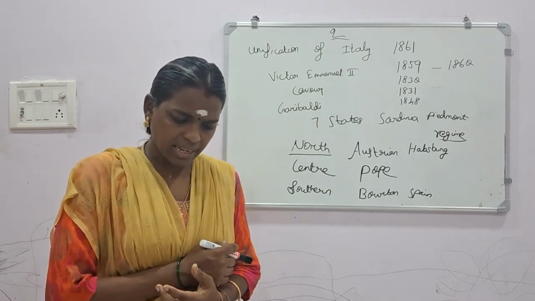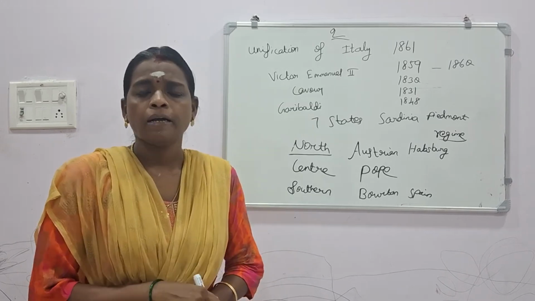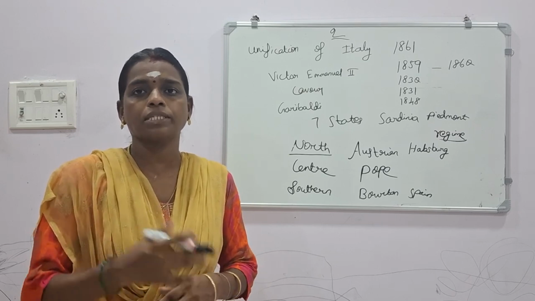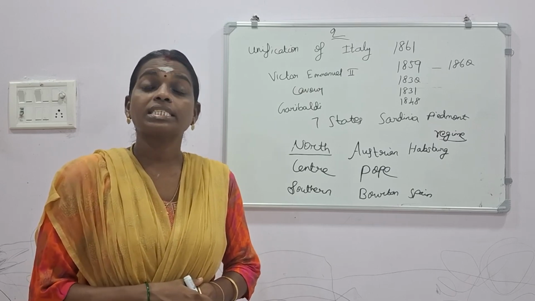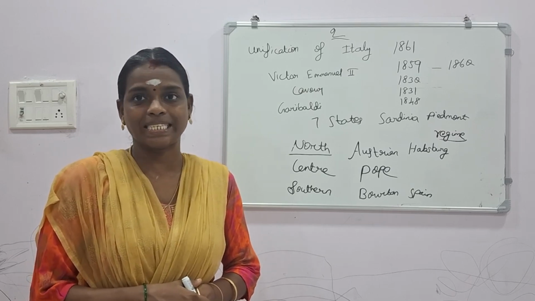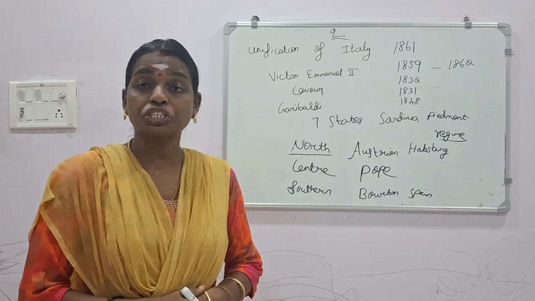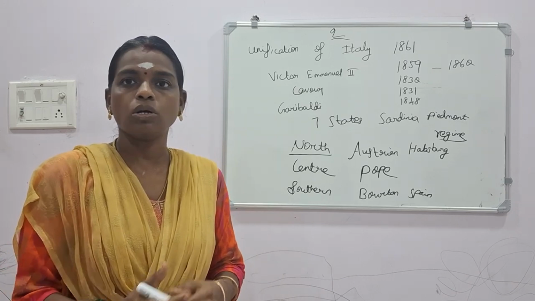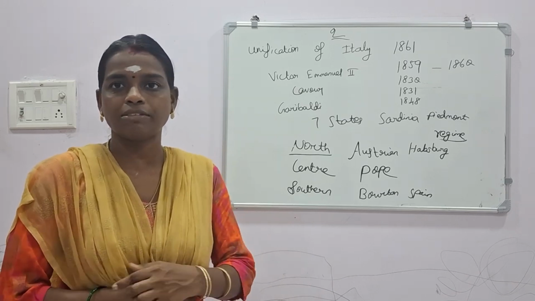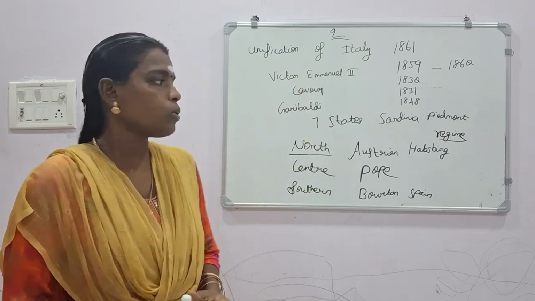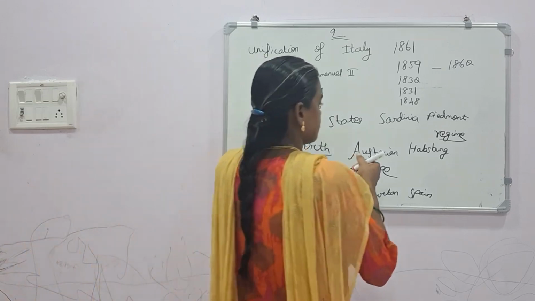And next thing given in your book. Like we studied Giuseppe Mazzini. Giuseppe Mazzini was one of the Italian revolutionaries who made a revolt against the government for the unification of Italy. We studied this in the previous session.